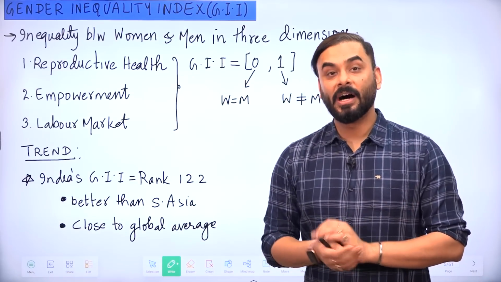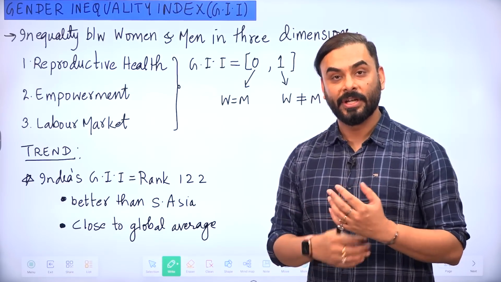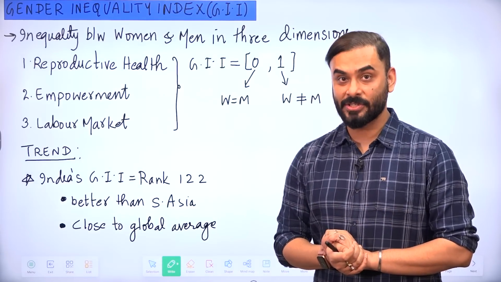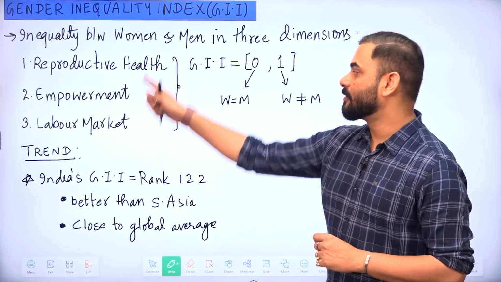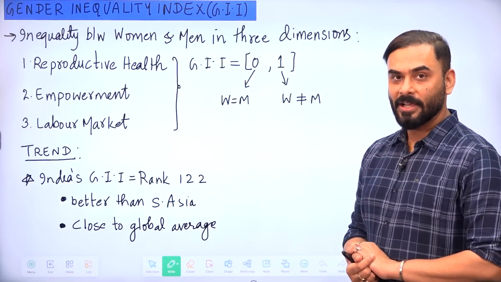So for example, are we giving equal representation to women in parliament? Are they getting opportunities of livelihood? Are they getting wages at par with men? These are the things we try to capture here. Based on these three indicators, we calculate a score.